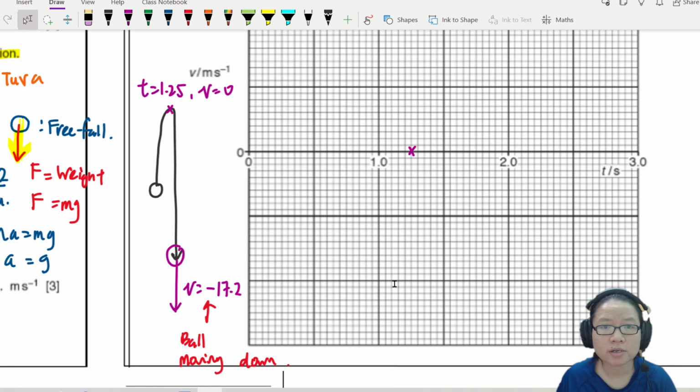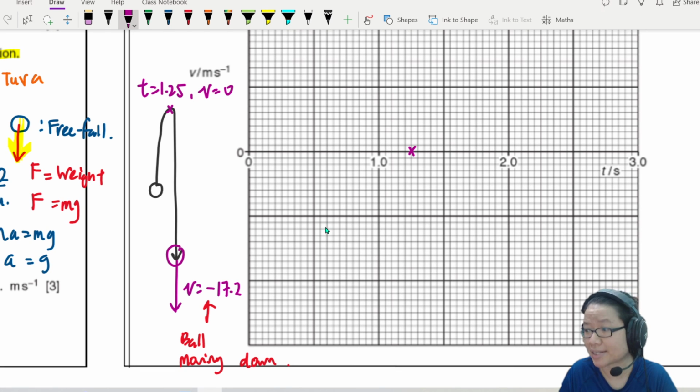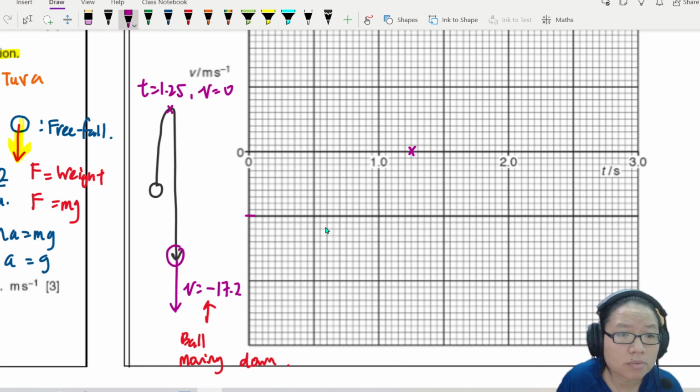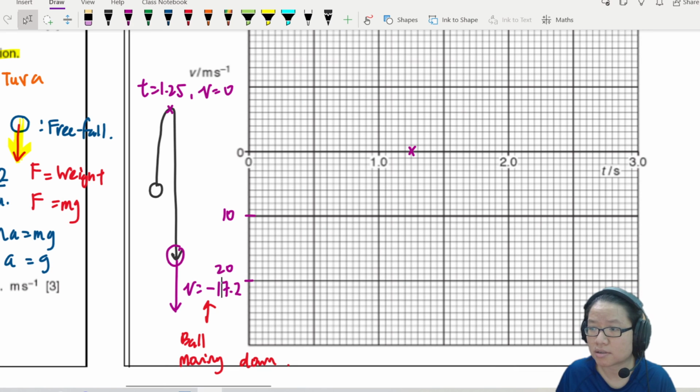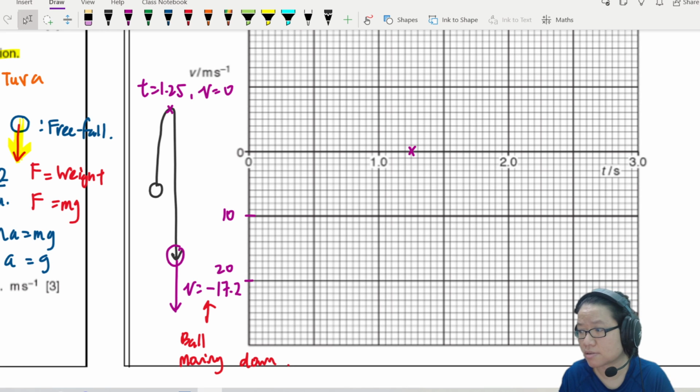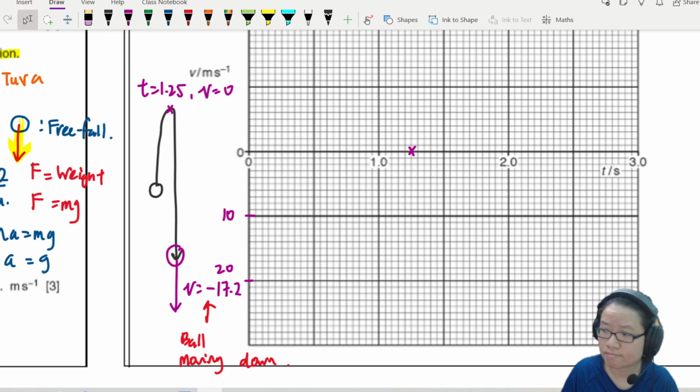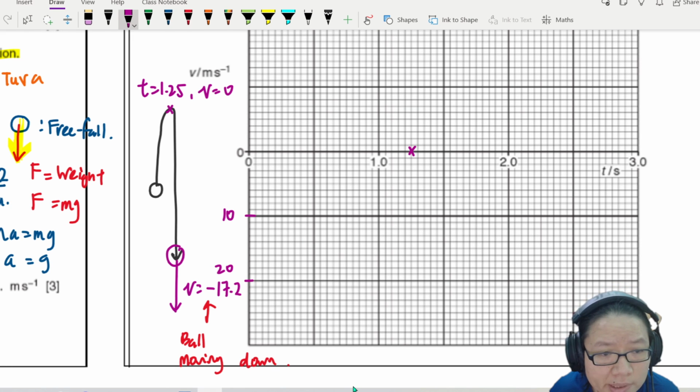Okay, so I'm going to put negative 17.2. Teacher, they never draw scale leh. You draw your own scale lor. So you just need to mark at around negative 17. So I'm going to do 10, 20, because I can't fit 17 if I use other scales. Okay, so 17.2 will be 17 somewhere here, I guess.